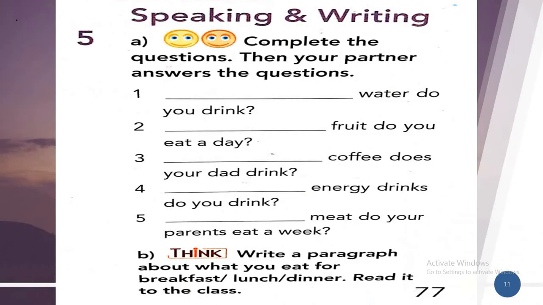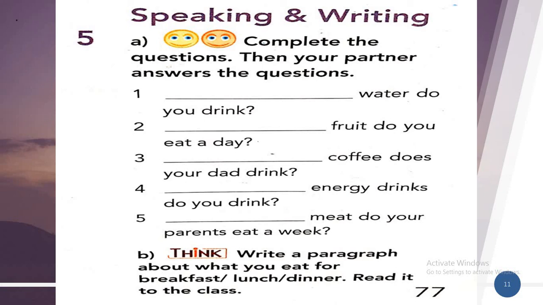And let's move to speaking and writing. And we have question A. Complete the questions, then your partner answers the questions. You can contact your classmate, any of your classmates, and do the exercise together. So let's complete the questions, and if you have contact with one of your classmate friends, he or she can give you the answer, and vice versa, and also you give her or him the answer.